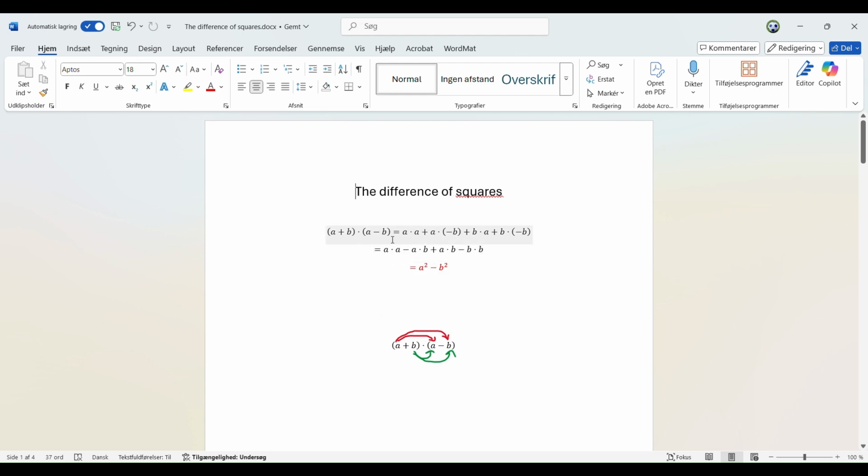So if we've got a difference of squares, and it's a plus b times a minus b, then we end up with this expression, a squared minus b squared. So we just look at the first term, square that one, and then we say minus, and then we take the second term and square that one.